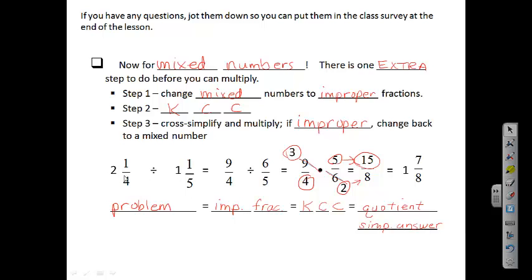So let me go back over this one more time because you're going to get to practice one. So here's the problem. We're going to change both of these to improper fractions. 2 times 4 is 8 plus 1 is 9. Here it is over here. And the denominator stays the same. 1 times 5 is 5 plus 1 is 6. And the denominator stays the same. Then we keep it, 9 fourths, change it, times, change it, 5/6. We cross simplify, multiply across the top, multiply across the bottom, and then change it back to a mixed number.